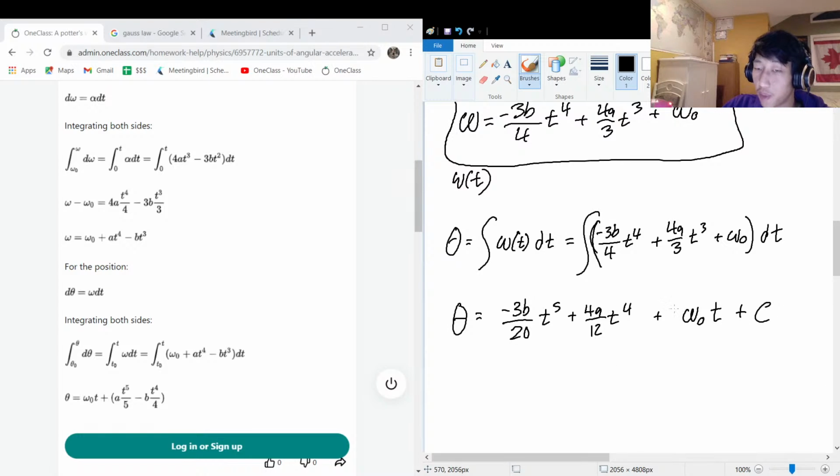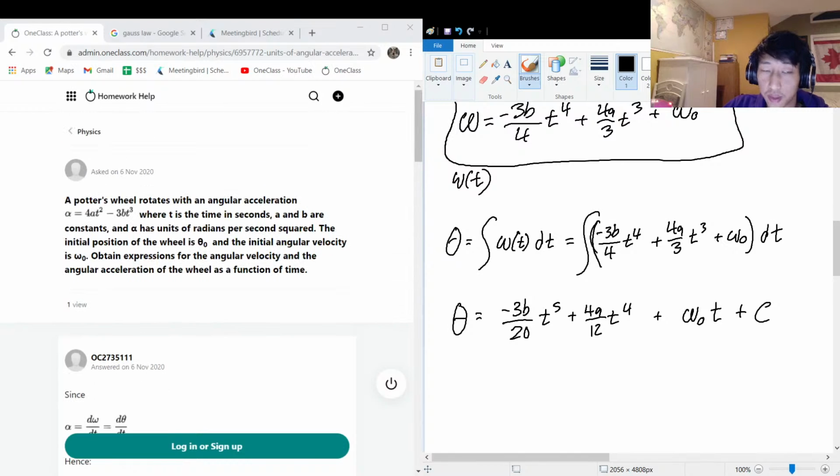Now, if we set t to be 0, we know that when t is equal to 0, initially the position is going to be theta naught. And with the same thing before, when we set t to 0, all these first three terms become 0 themselves, and c is going to be equal to theta naught. So we know that c is equal to theta naught, given t equal to 0.